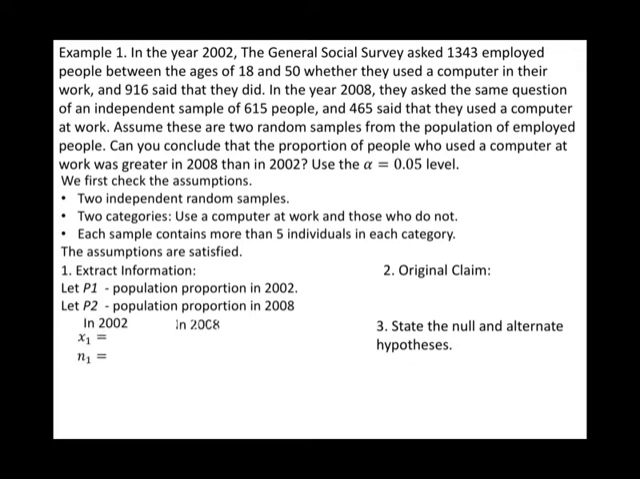Okay, now we're gonna find out this information. Try to read the questions one more time. Find out your number of successes and sample size in 2002, and the number of successes and the sample size in 2008. Check your work.